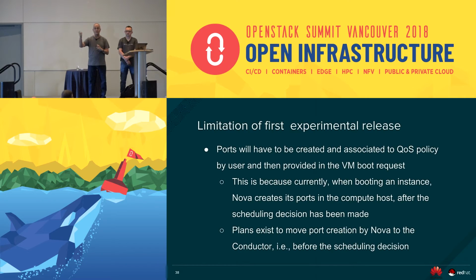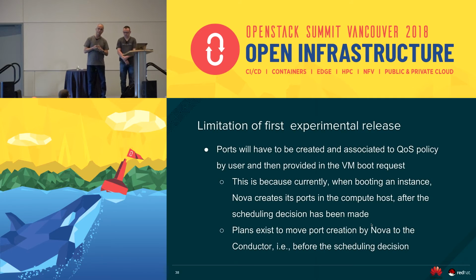That code runs after the scheduling decision has been made. So we need to be able to make a decision as to where we are going to schedule that instance, and we need to make that decision based on the minimum bandwidth commitment that we made. So that's why, for the time being, to use this feature, we need you to create a port, associate the QoS policy, and then provide that port to Nova during the instance creation.